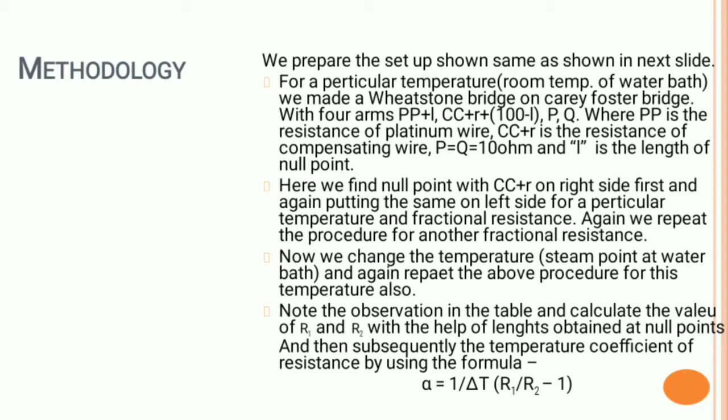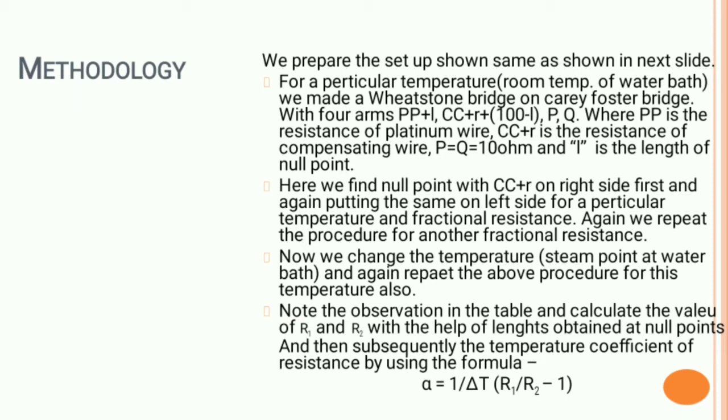Here we find the null point with CC plus R on the right side first, and again putting the same on the left side, for the particular temperature and fractional resistance. Again we repeat the procedure for another fractional resistance. Now we change the temperature to the steam point of the water bath, and again repeat the above procedure for this temperature also.